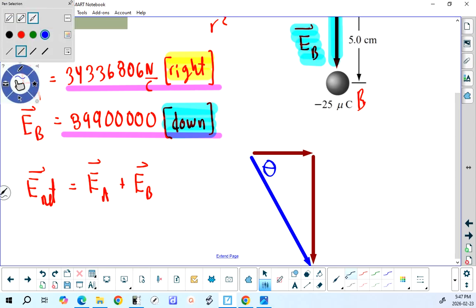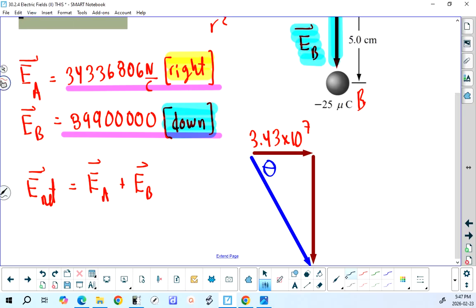So let's put the numbers on here. This is 3.43 times 10 to the 7, I believe. 1, 2, 3, 4, 5, 6, 7. This is 8.99 times 10 to the 7. These are both newtons per coulomb. I guess I'm being a little lazy by not writing that. 1, 2, 3, 4, 5. I'm just double checking my scientific notation.